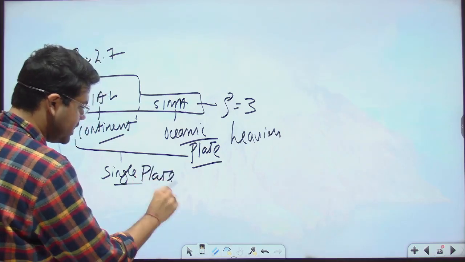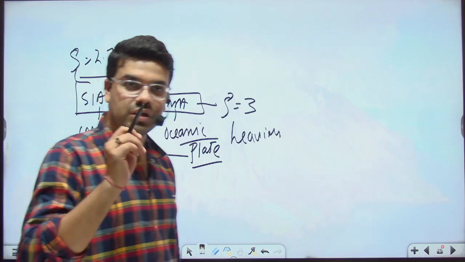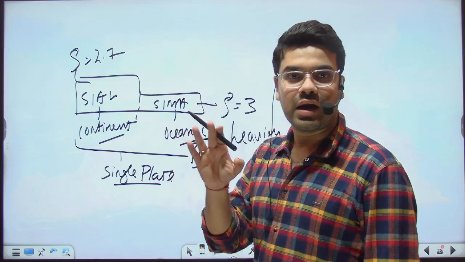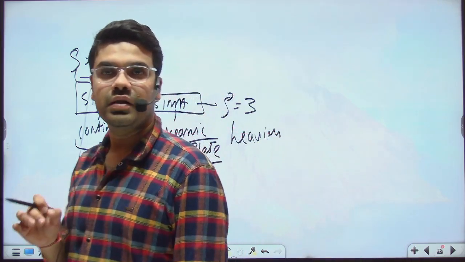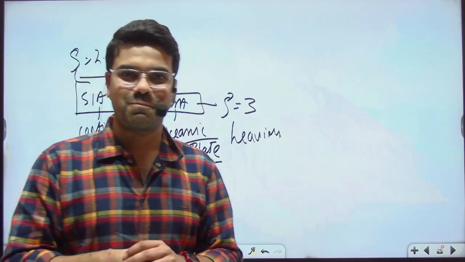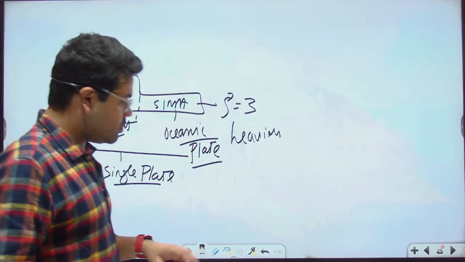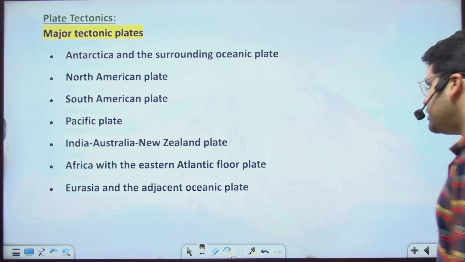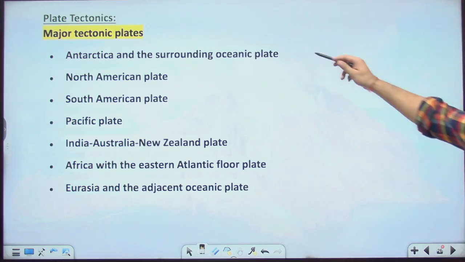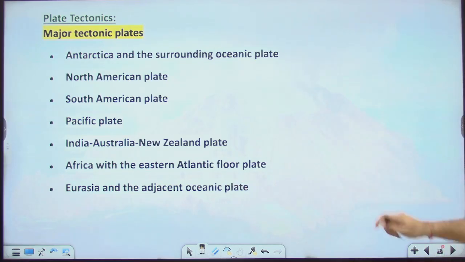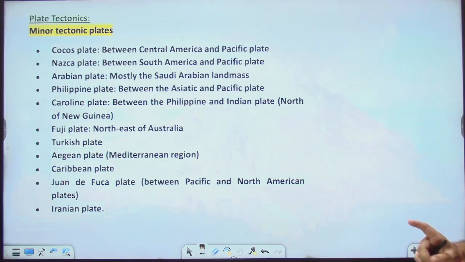That is, a plate can be a combination of ocean and continent. It cannot be isolatedly an ocean or isolatedly a continental plate. It is a combination of both. I hope you are getting my point. Okay. So on the basis of this, he divided the whole world map into 1, 2, 3, 4, 5, 6, 7 major plates and 22 minor plates.